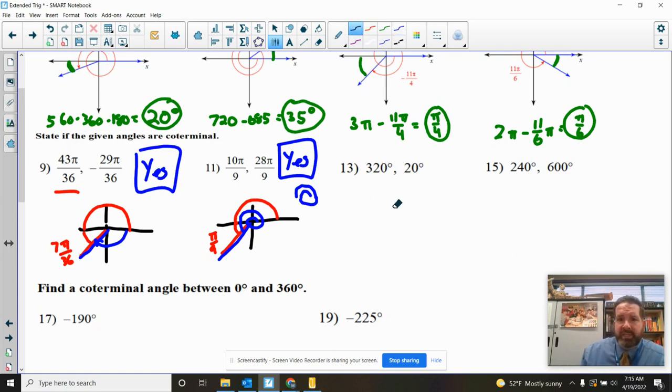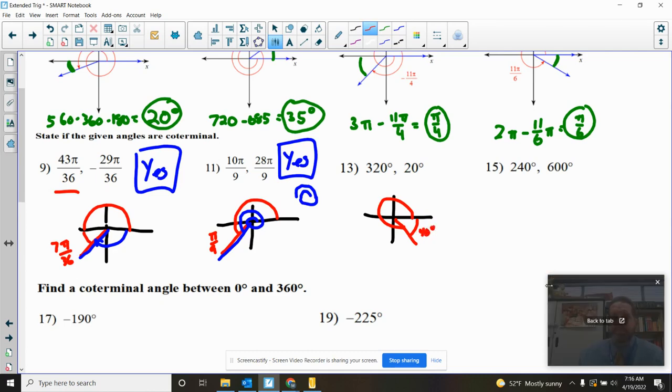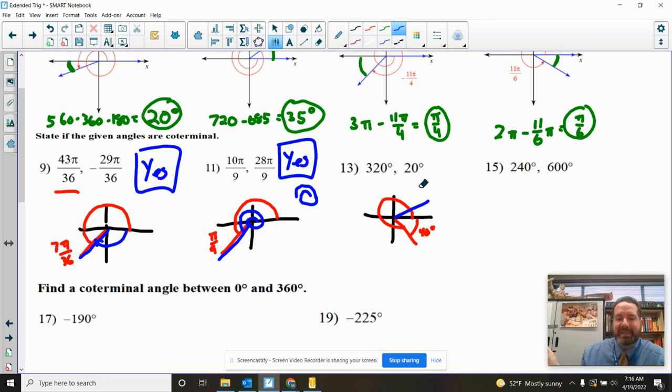320 and 20. So in degrees, 320 is not quite all the way around. It's going to put me down here with a reference of 40 degrees. Well, 20, that's just this. That's 20 degrees. These are nowhere close to being the same thing. So no, those are not coterminal.